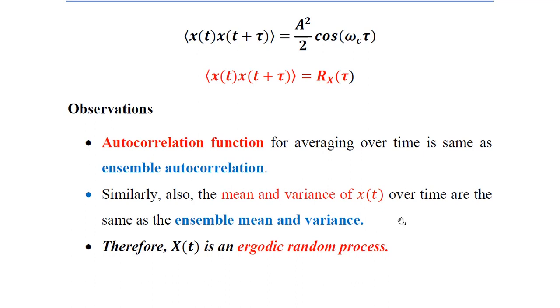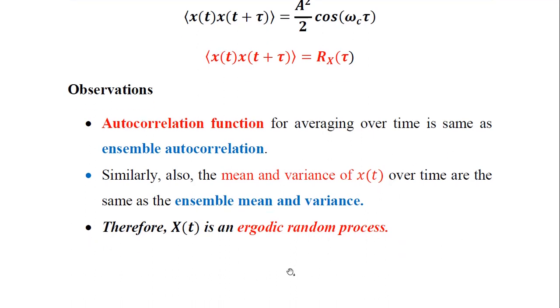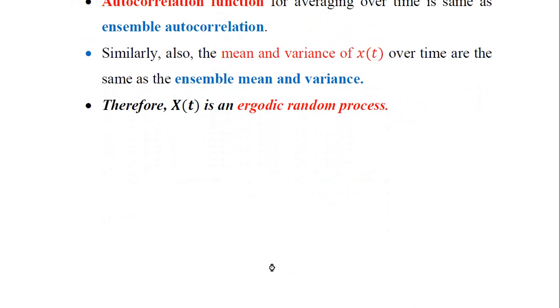So satisfying both these characteristics, we come to the conclusion that given a random process x of t, any random process, in this case denoted by x of t, it is an ergodic random process upon satisfaction of the above two conditions. And this is it.